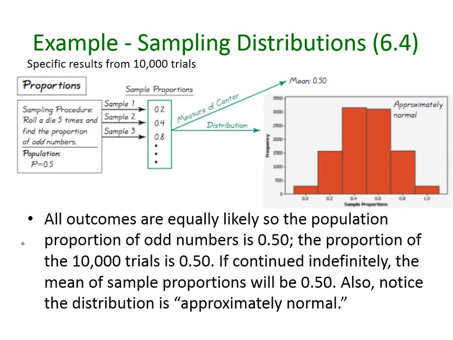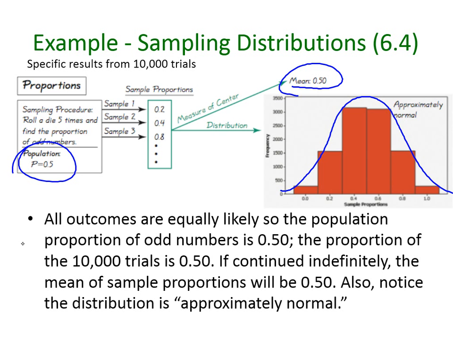But if we took the proportion of odd numbers in the numbers 1 through 6, there's 3 odds out of the 6 numbers. So my population proportion would be 1/2. If we took the mean of all the sample proportions, it ended up being 1/2. Notice this is a pretty normal distribution. Again, this one's harder to see as perfectly normal because it only had 6 different chunks that it could fall into.